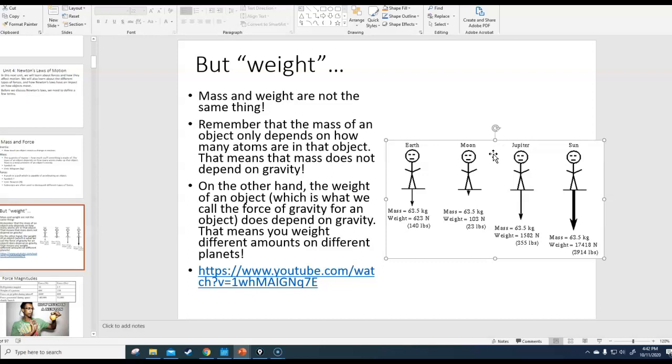So here's the difference. Okay, the mass of an object basically measures how much inertia that object has. That essentially comes down to how many atoms are making up that object. Okay, mass has nothing at all to do with gravity.